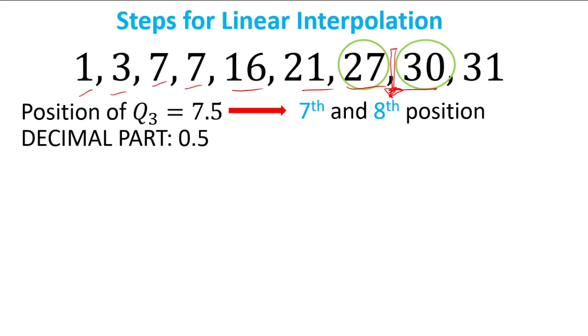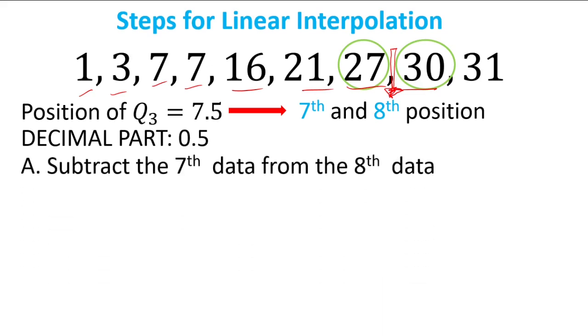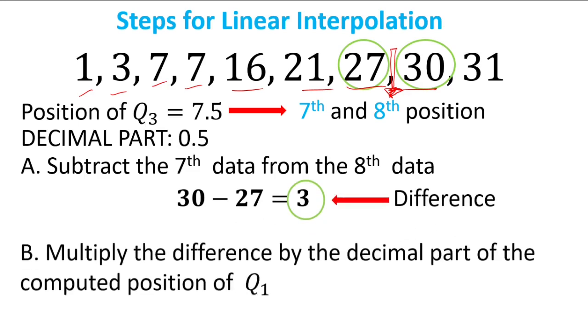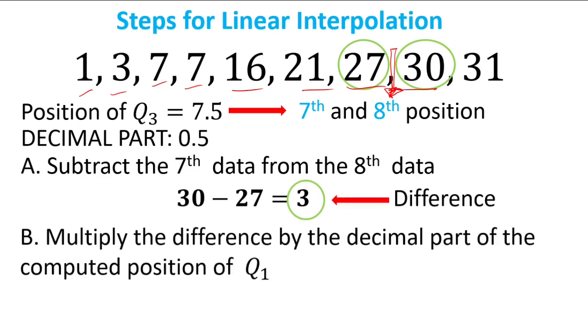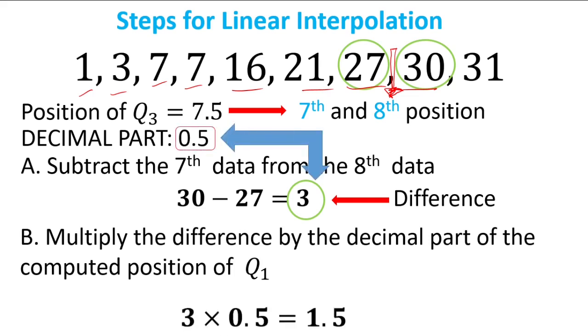Using linear interpolation. So, first, subtract the 7th data from the 8th data. So, that is 30 minus 27. So, 30 minus 27, that is 3. See, 3 now is the difference. Now, for the second step, multiply the difference by the decimal part of the computed position of the quartile. The decimal part is 0.5 and the difference is 3. So, that is 3 times 0.5, which is equal to 1.5.